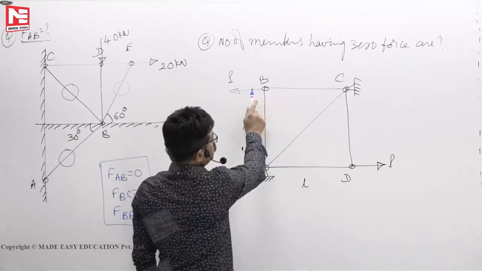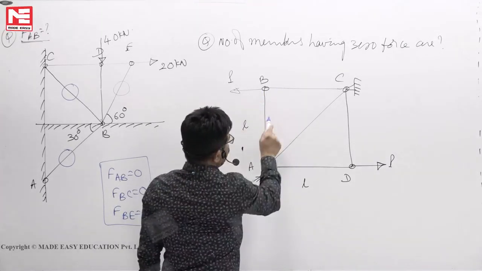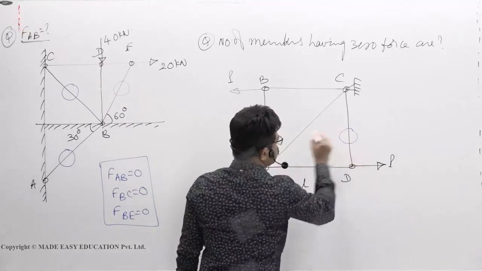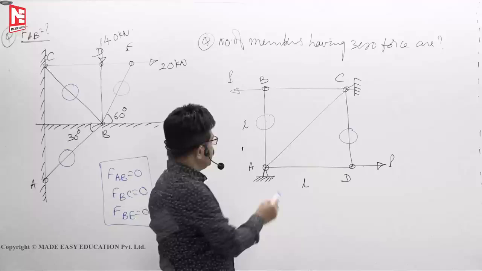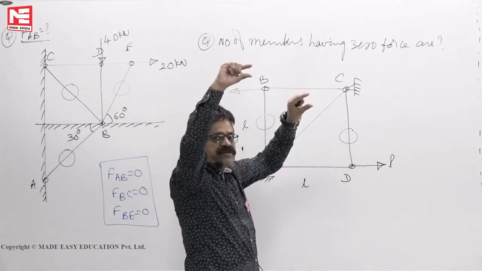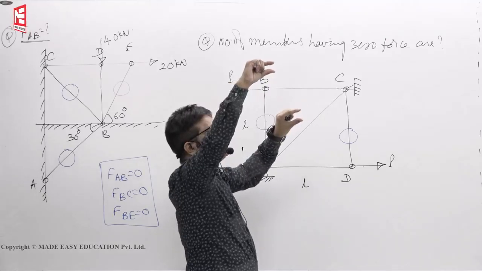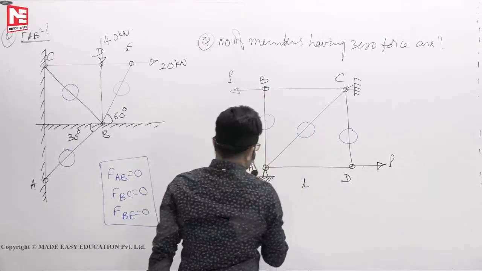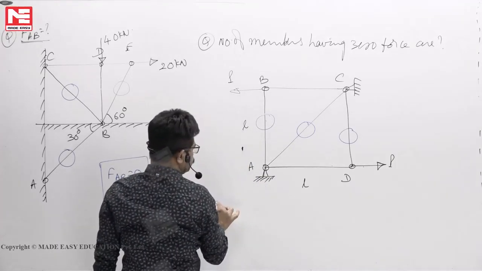Now at B you know, of the 3 members, 2 are in line, so the third must be 0. Here also, 2 are in line, so the third must be 0. Then the third one is the AC member. Because of the two hinge supports, A and C cannot move in or out, so you cannot elongate this member. So 3 members have 0 force.